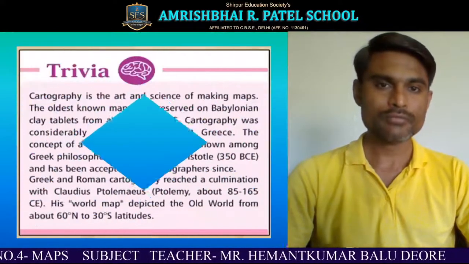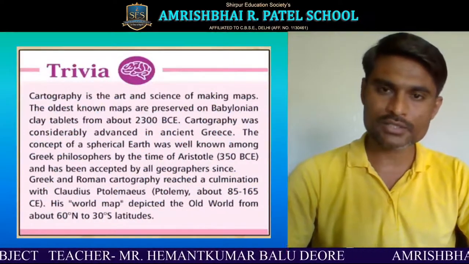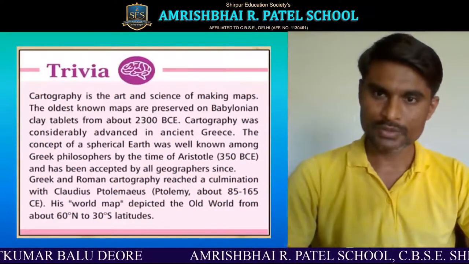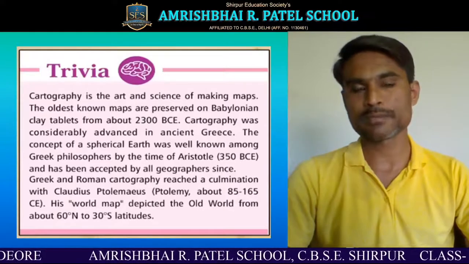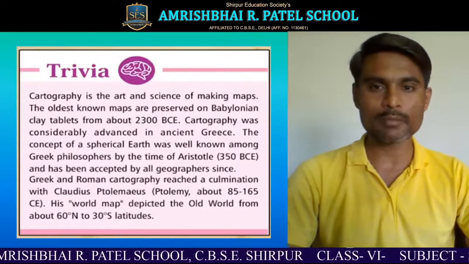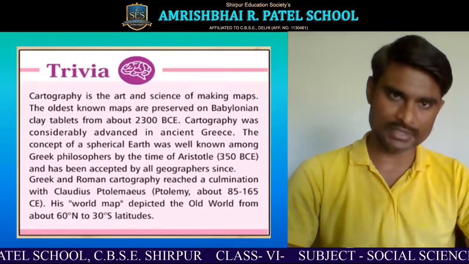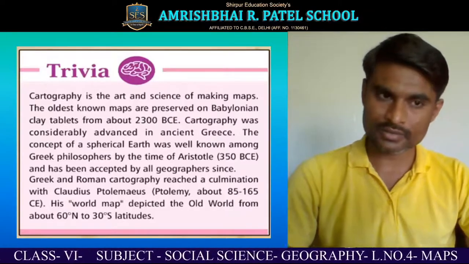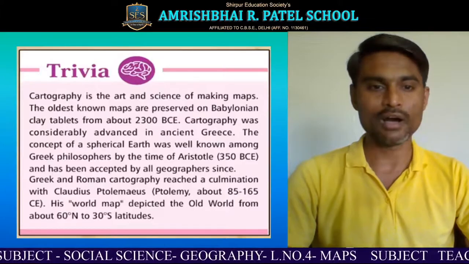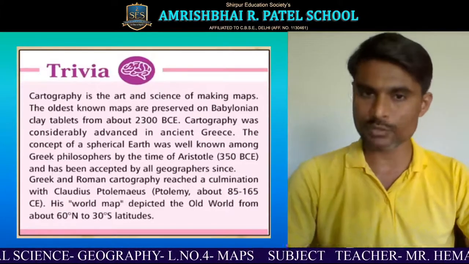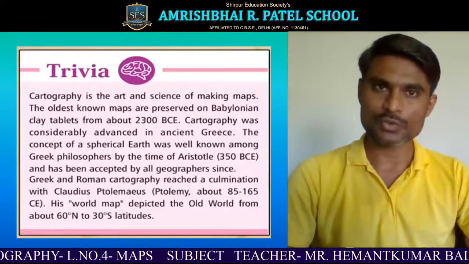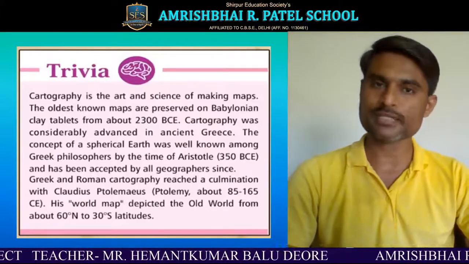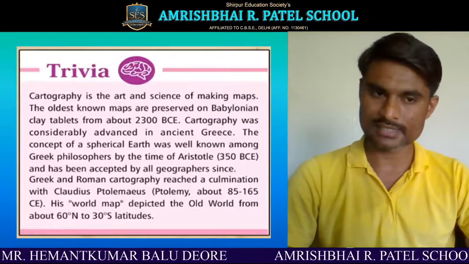Alright, let me tell you some amazing facts. Cartography is the art and science of making maps. The oldest known maps are preserved in Babylonian clay tablets from about 2300 BCE. Cartography was considerably advanced in ancient Greece. The concept of spherical earth was well known among Greek philosophers by the time of Aristotle. Aristotle was a great philosopher, around 300 BCE, and has been accepted by all geographers since.